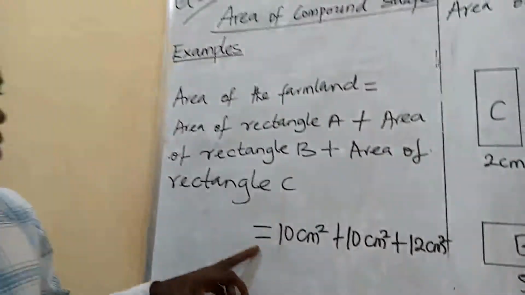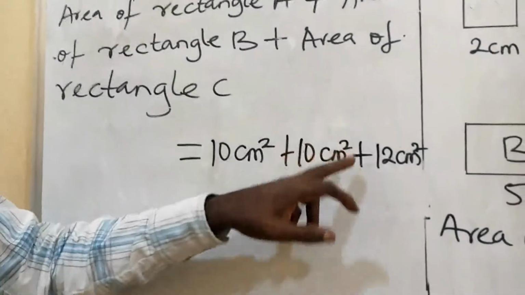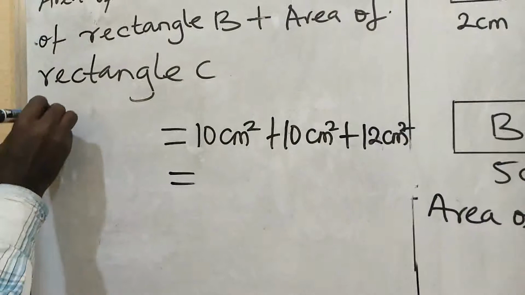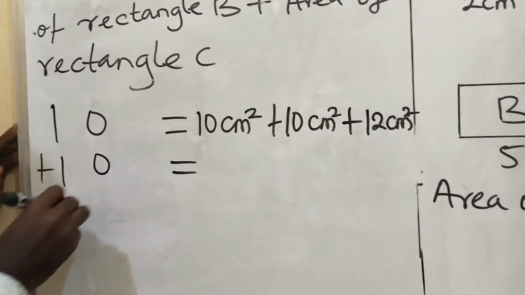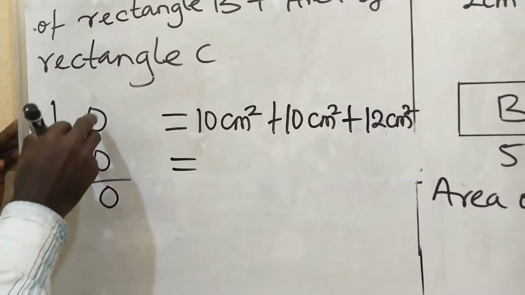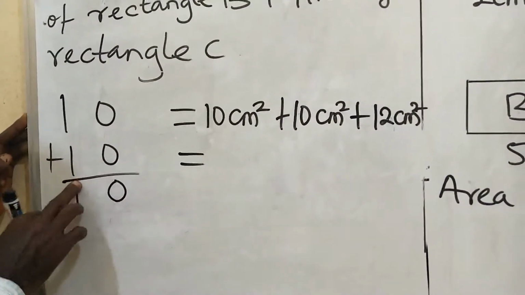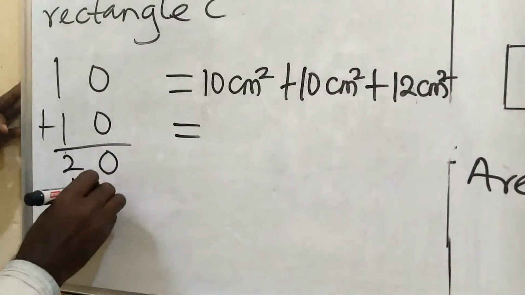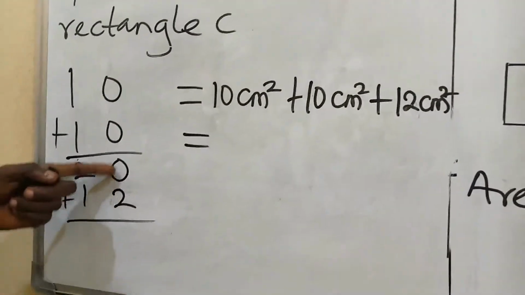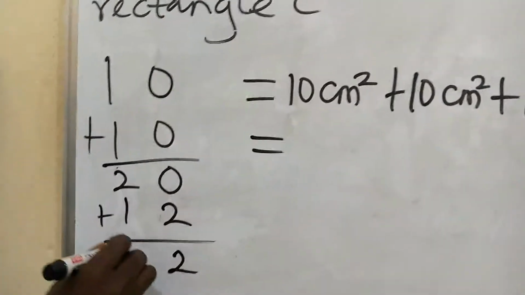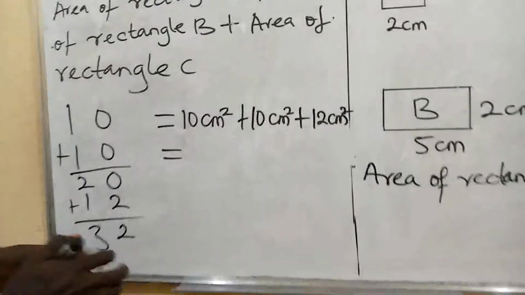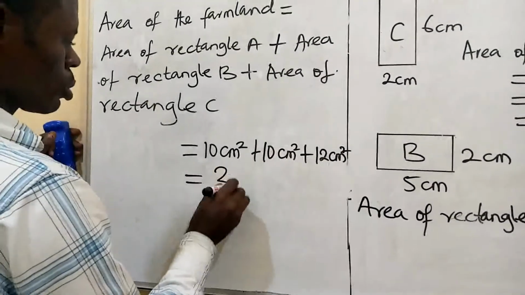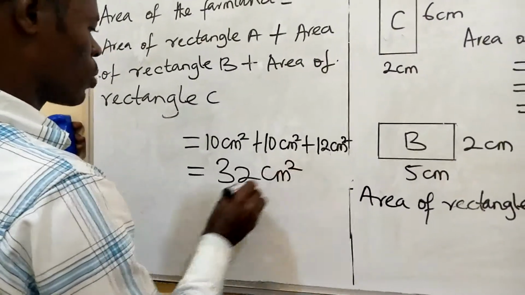So now we have 10 cm² plus 10 cm² plus 12 cm². So 10 plus 10 is what? We can use our rough work. 10 plus 10: 0 plus 0 gives us 0, 1 plus 1 gives us 2. So 10 plus 10 is 20, plus 12. 20 plus 12: 0 plus 2 is 2, 2 plus 1 is 3. Alright? So now, the area of the farmland is 32 cm². Alright?